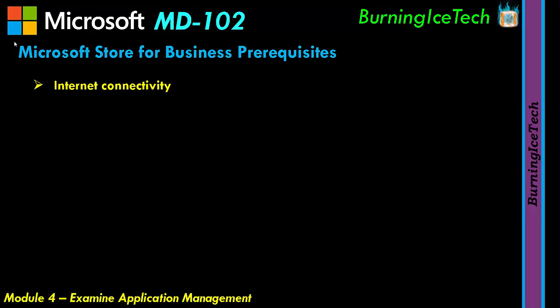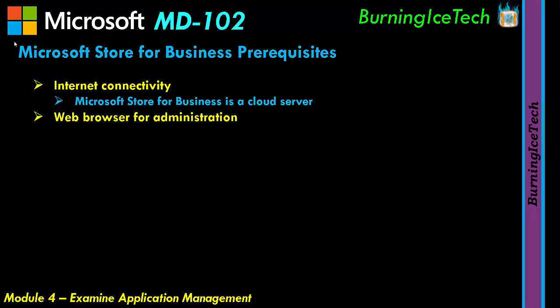You need internet connectivity. It might be obvious to you, but there are people who are doing this for the first time that might not know that. As I mentioned briefly earlier, the Microsoft Store for Business is a cloud service, guys. It's all running and happening somewhere else on Microsoft servers. So with that in mind, for you to access it all and make use of it, you need to have internet access.